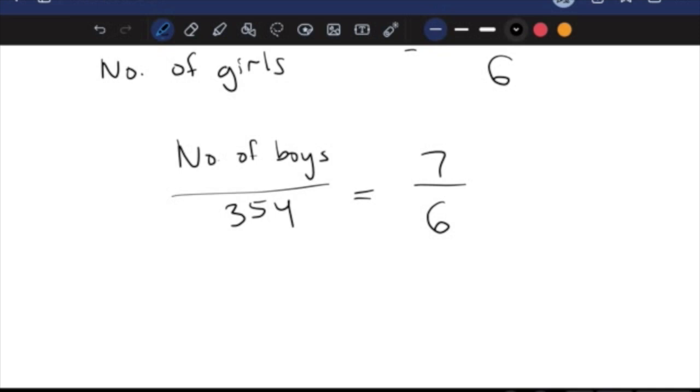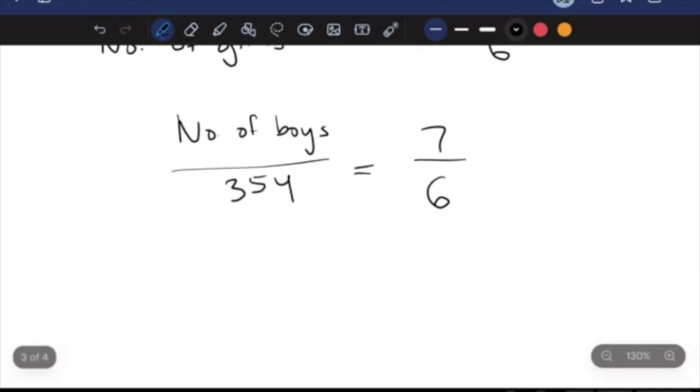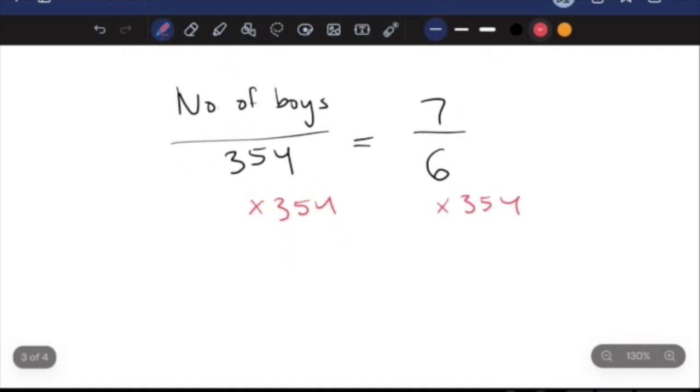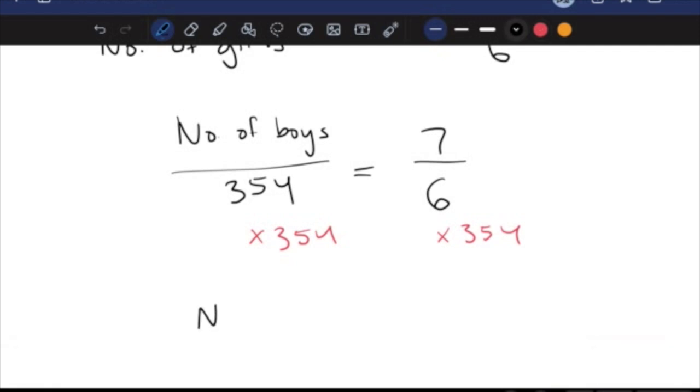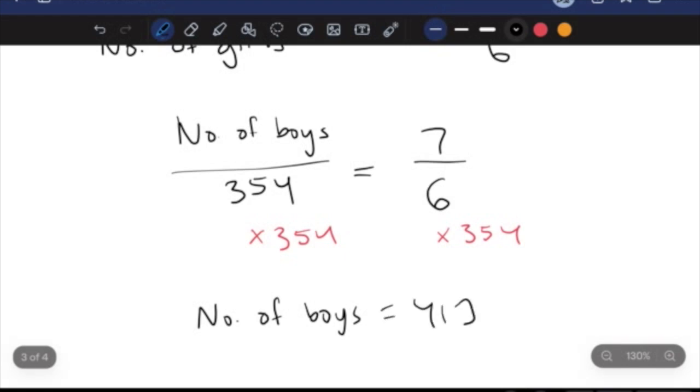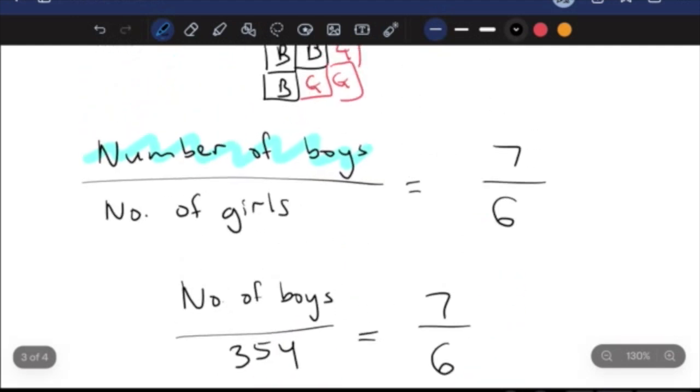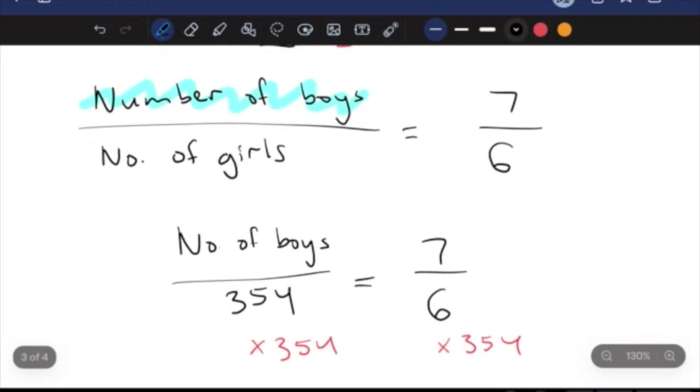Now I can make the number of boys the subject by multiplying both sides by 354. Once I do that, I get the number of boys as being equal to 7 over 6 times 354, and that gives me 413 boys. A good way to check your answer is to substitute this 413 back into the fraction and put that into your calculator. It should simplify to give you 7 over 6.